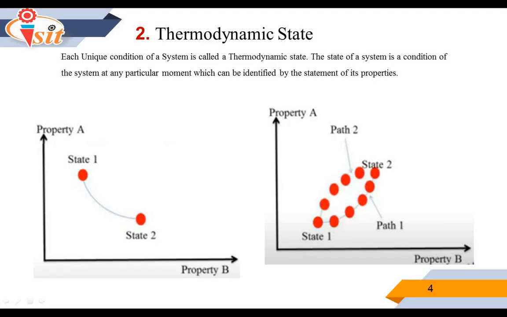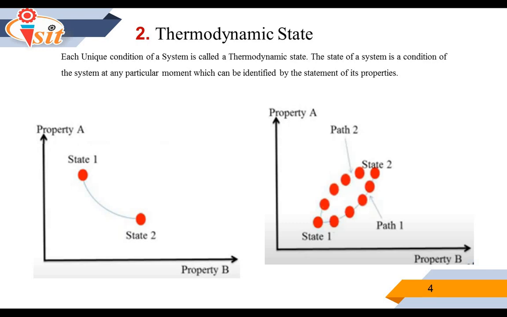The first term is the thermodynamic state. The thermodynamic state is the unique condition of a system. The state of a system is a condition of the system at any particular moment, which can be identified by the statement of its properties. The state of a system is defined when the system is in thermodynamic equilibrium. A system is in thermodynamic equilibrium when it has thermal equilibrium, mechanical equilibrium, and chemical equilibrium.